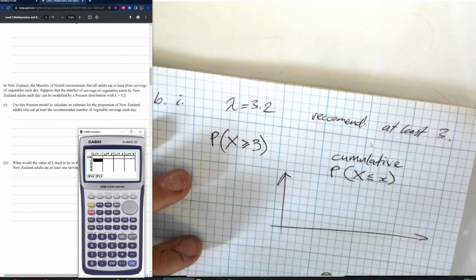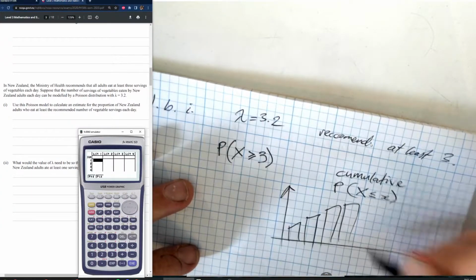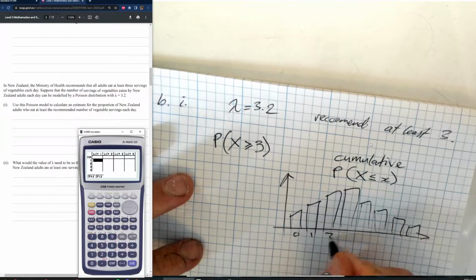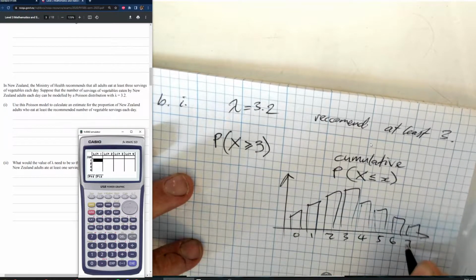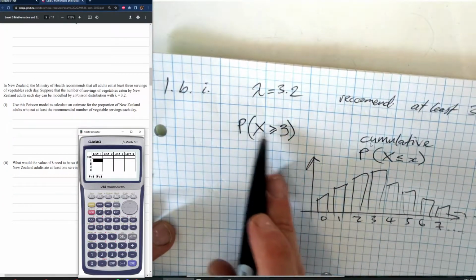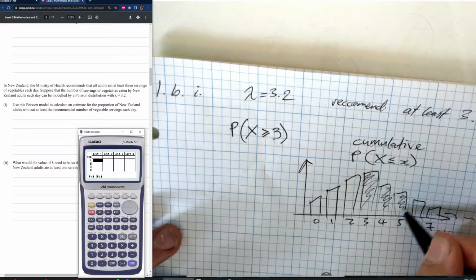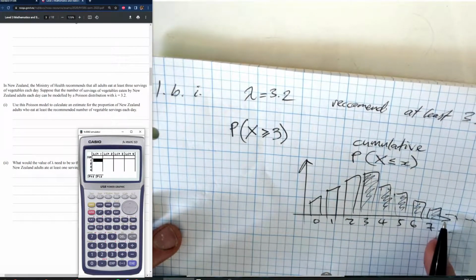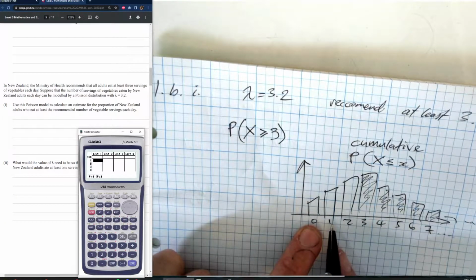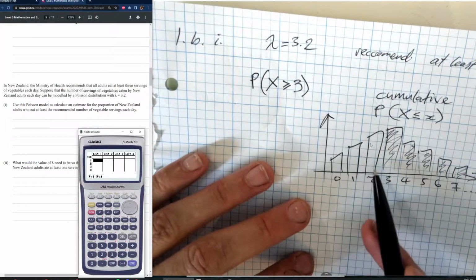So let's say we had our distribution of people eating, and it looks something like that. So that's 0 servings, 1, 2, 3, 4, 5, 6, 7, and so on. Poisson goes on forever. We're looking for these adults that are 3 or more. So it's the adults that eat 3, the adults that eat 4, 5, 6, 7. We're looking for this, but cumulative can only do up until. So it can only do 0, 1, or 0, 1 and 2, or 0, 1, 2 and 3. So it can only do some number and everything under it.